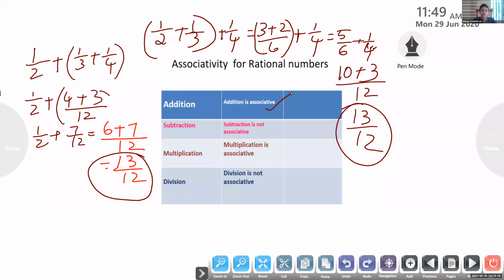Once again, I will explain the addition, associativity for rational numbers because our time is up. We will do it in the next period. One more period we have today. So the associativity of rational numbers we will do once again. Don't worry. I think some of you have not understood.